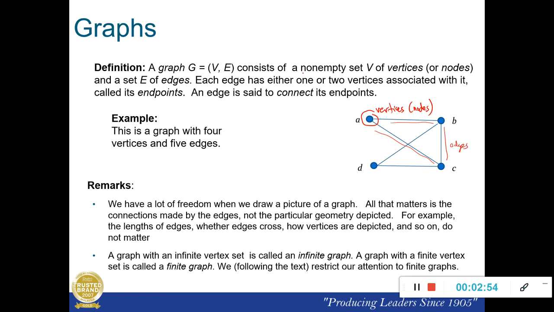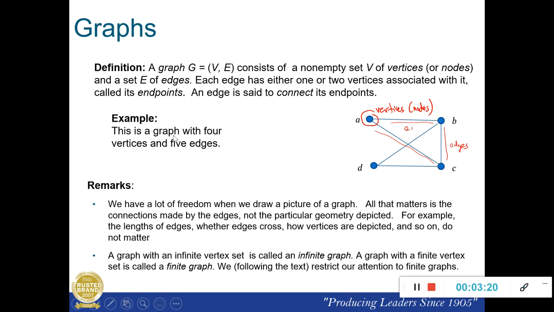Each edge has either one or two vertices associated with it. So, let's say this is edge E1. We can say that E1 is associated with vertices A and B. We call them endpoints. A and B are the endpoints, and the edge is said to connect its endpoints.